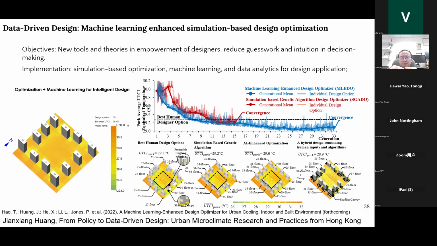And both of them actually beat the best human design options, suggesting that I think machines did outperform human designers in certain domain, but not all of this. And that's one of these interesting findings. So I need to wrap up.